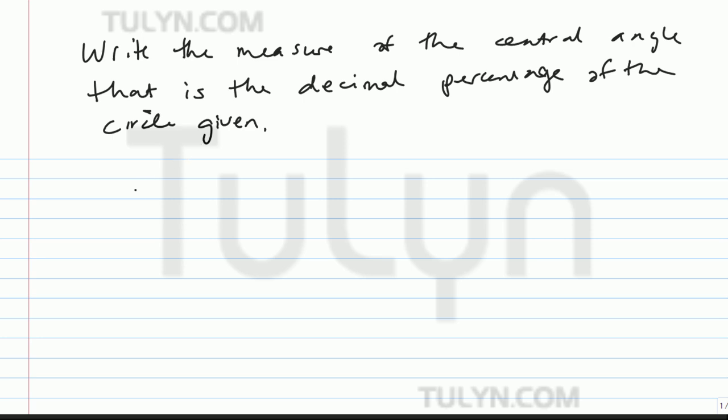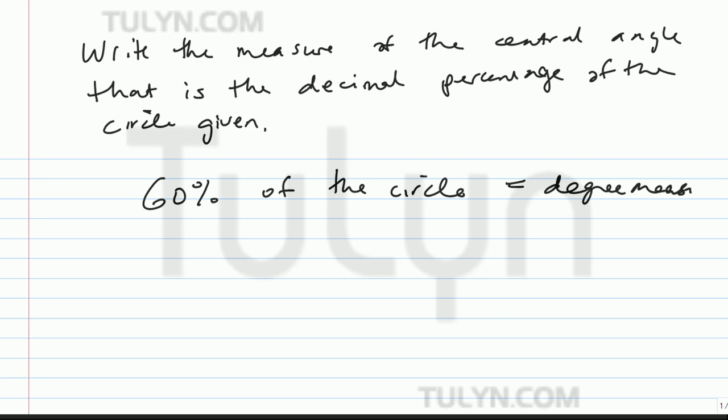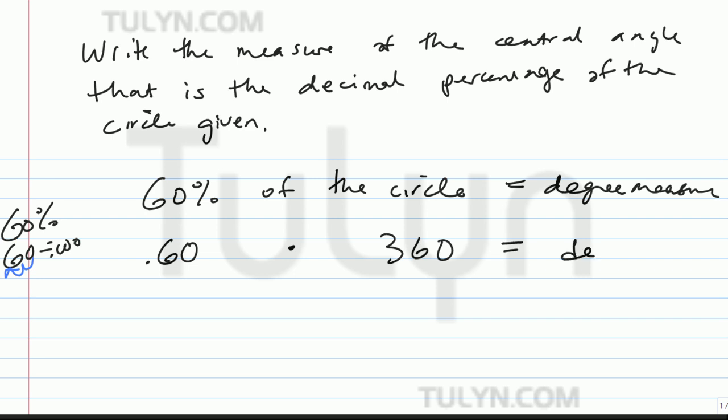Okay, so if we're given 60% of the circle, right? We have to find the degree measure, right? Go ahead and convert. So 0.60, because 60% is really 60 divided by 100, and when you divide by 100, we move it over 1, 2, right? So 0.60 times 360 to give you your degree measure.